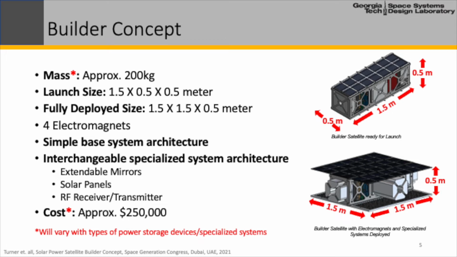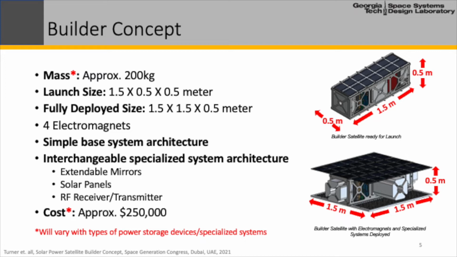Here you can see an example of a builder satellite we have designed. The approximate cost of this builder satellite is thought to be about $250,000, which includes the satellite's base systems to operate as an independent spacecraft. This satellite's price could vary, though, depending on the interchangeable specialized systems needed for building a solar power satellite, i.e. the use of mirrors, solar panels, and energy transmitters.